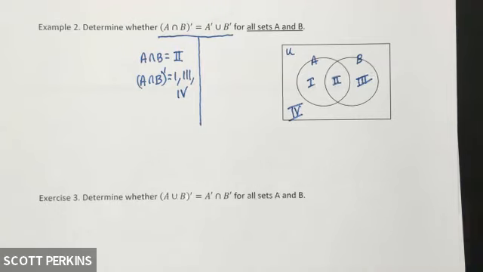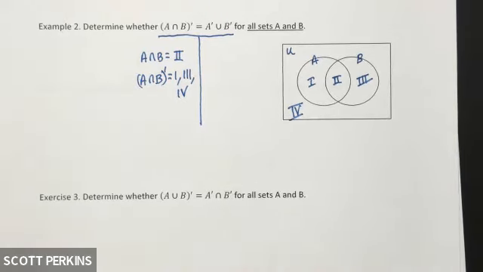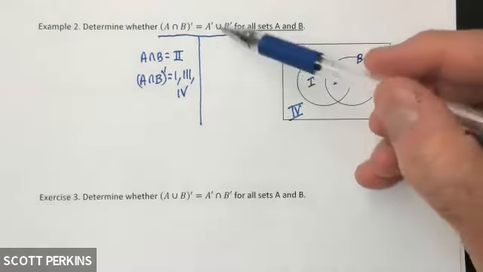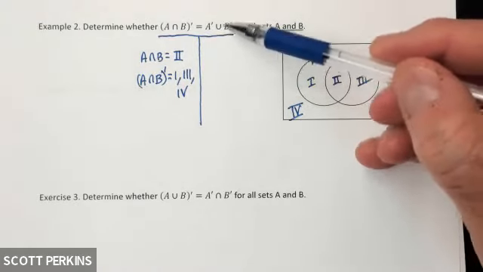So that's what I got for the left. And now I'd like you to give your best shot, because this is a difficult thing to do and you're learning it. So I want to give you as much experience as we can. On the right, I want you to determine what region or regions represent A complement union B complement.